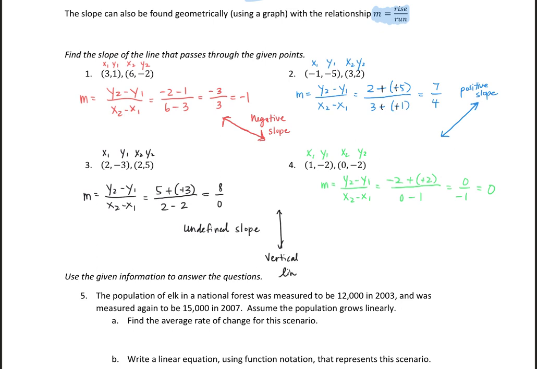So a vertical line has an undefined slope. A slope of 0 goes with a horizontal line. So these are kind of your 4 cases of slopes. You could have a negative slope, meaning the line is decreasing. You can have a positive slope, meaning the line is increasing from left to right. You can have an undefined slope, so it's vertical, straight up and down. Or you can have a 0 slope, so it's horizontal. It's a flat line. Sometimes it's called constant because it doesn't go up or down.